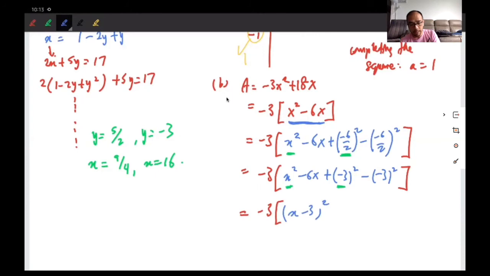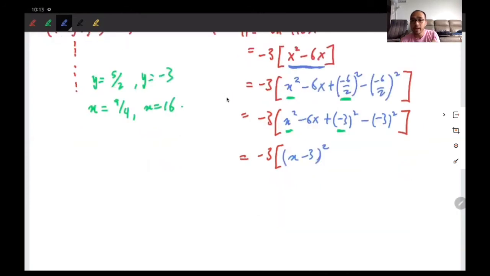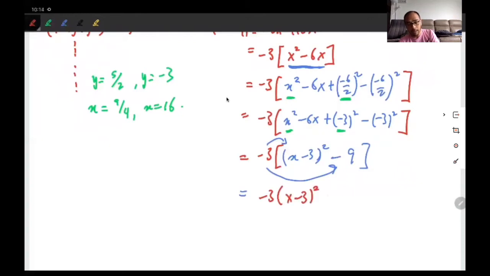I hope that by now you don't ask me the same question that everybody always asks me. What happened to the negative 6x? Okay, it has been completed the square. That's why you can combine them together. So this will be negative 9. Then I multiply everything in. So what I will get is negative 3 times x minus 3 squared, plus 27.